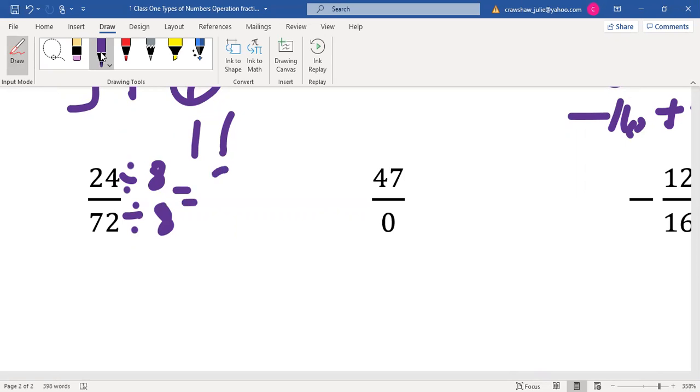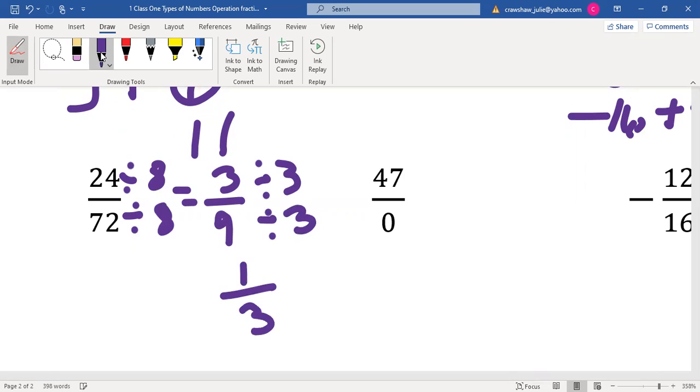24 divided by 8 is 3, and 72 divided by 8 is 9. Now 3 and 9 both have a common factor as well. So I just keep reducing the top and the bottom until I can't reduce it any further. 3 goes into 3 one time, 9 divided by 3 is 3, so 24 over 72 reduces down to 1/3.